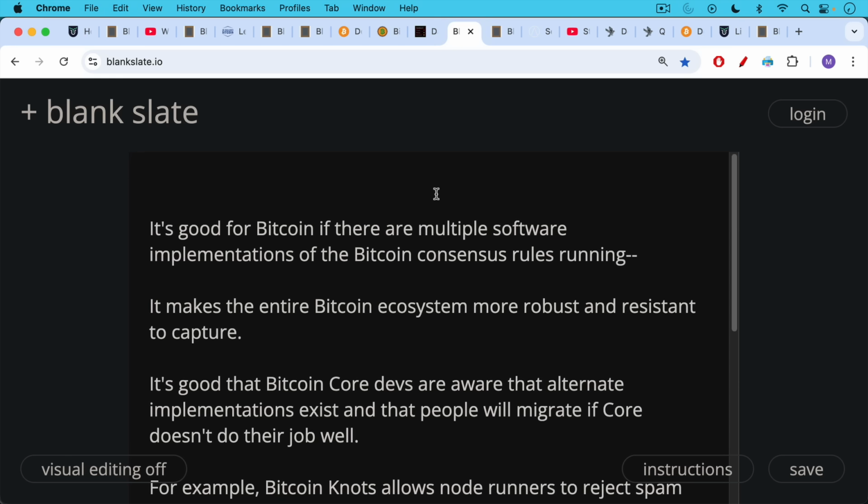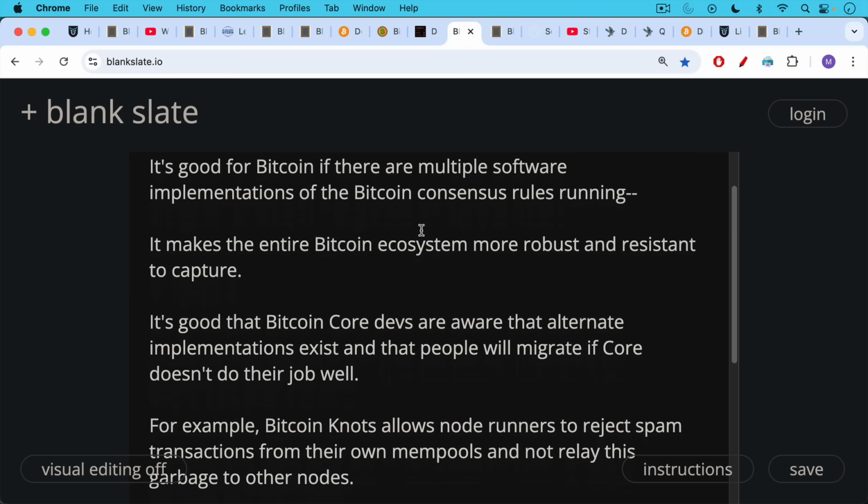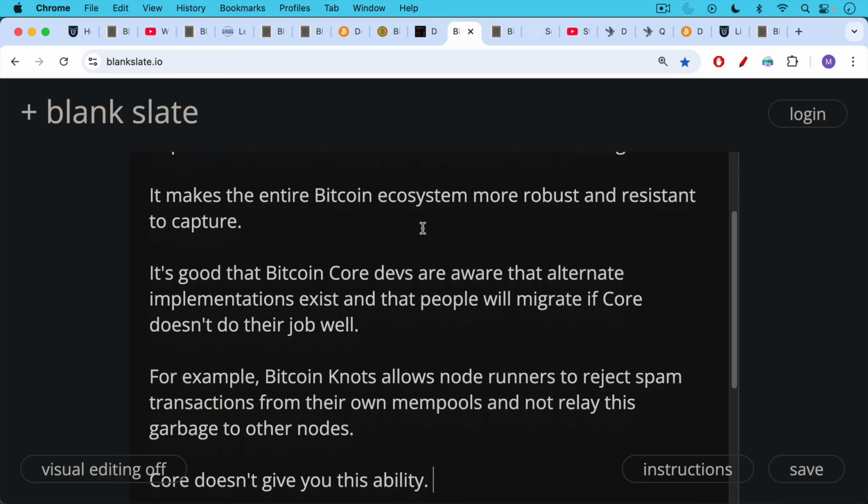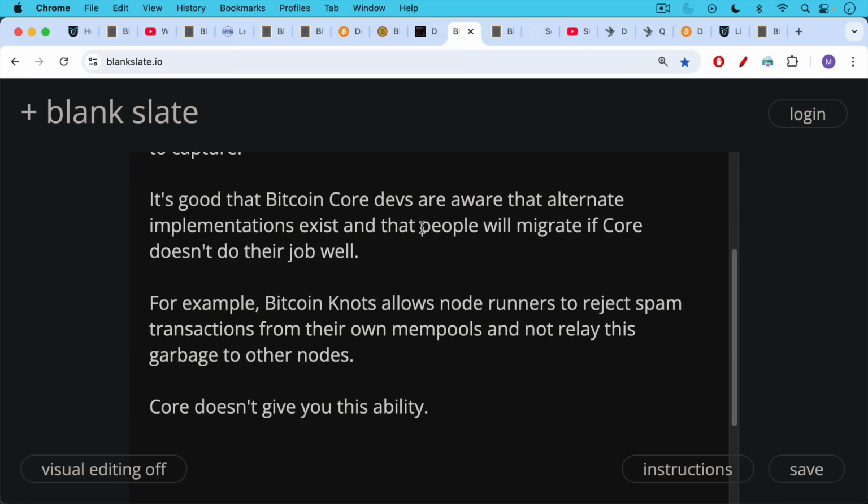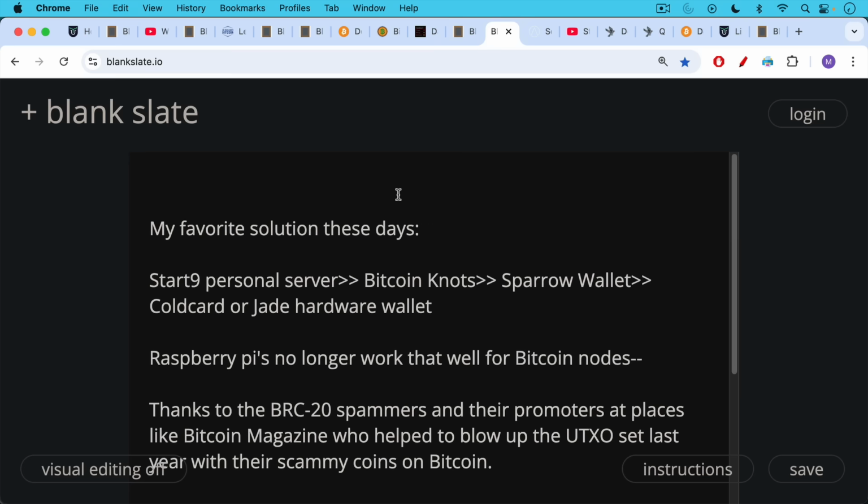And I wish we had even more implementations of Bitcoin, so people don't just automatically run Bitcoin Core, because that itself is an attack vector. If too many people are trusting Bitcoin Core, it's better for the entire Bitcoin ecosystem to be more robust and resistant to capture if there are alternate implementations like Bitcoin Knots. I think it's also a good pressure to exert on Bitcoin Core devs if they're aware that alternate implementations exist and that people will migrate if Core doesn't do their job well. For example, Bitcoin Knots allows node runners to reject spam transactions from their own mempools and not relay this garbage to other nodes. And Bitcoin Core does not give you this ability.